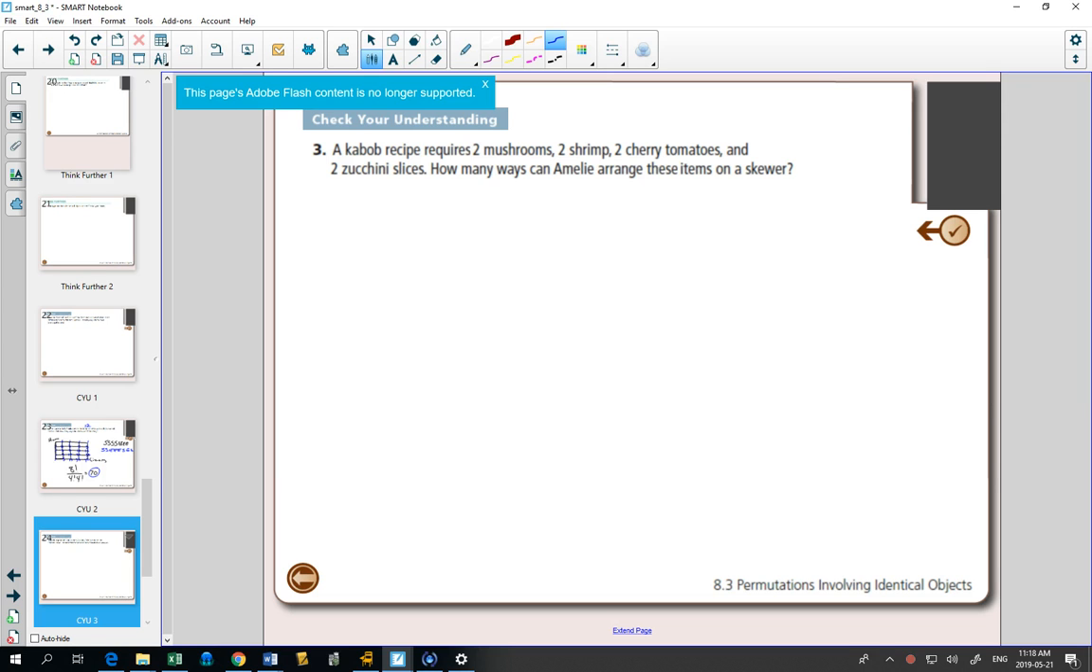Well, we could represent this as 2 mushrooms, 2 shrimp, 2 cherry tomatoes, 2 zucchini. Doesn't sound very appetizing. How many different ways can she arrange it? Well, if they were all different vegetables, it would be 8 factorial.